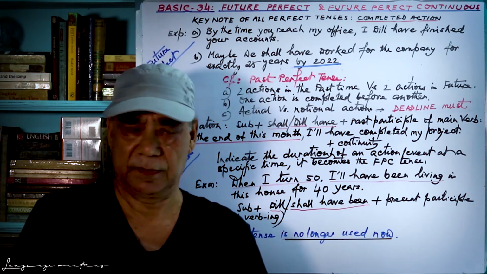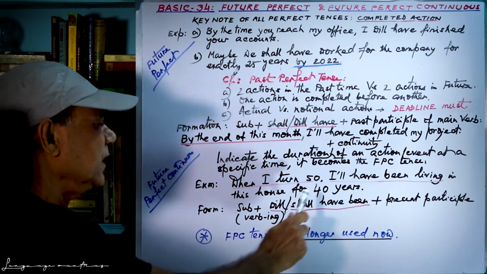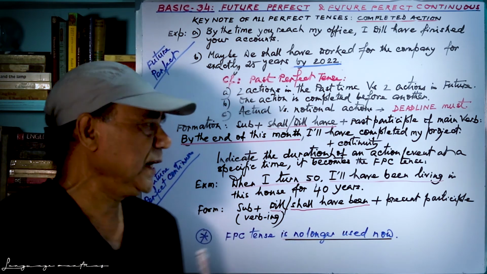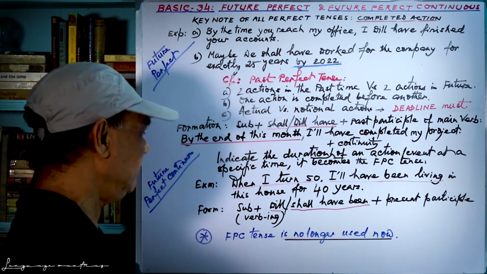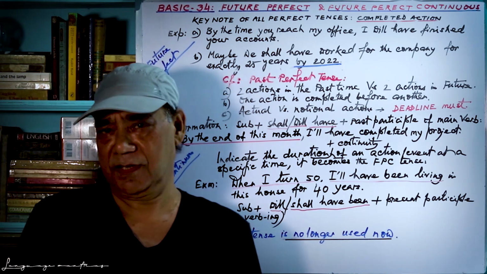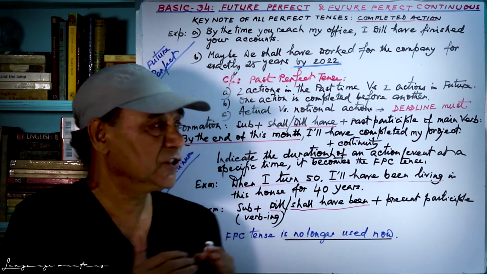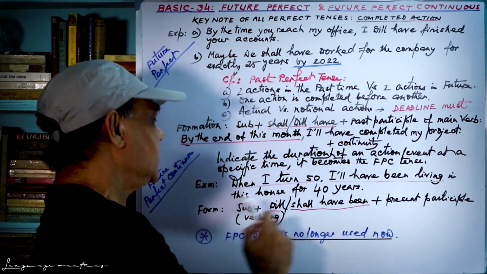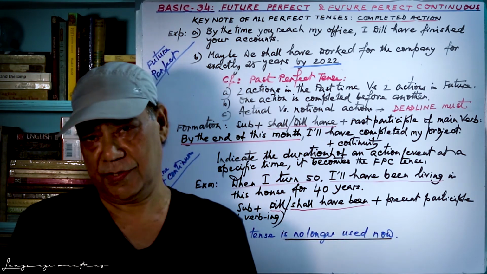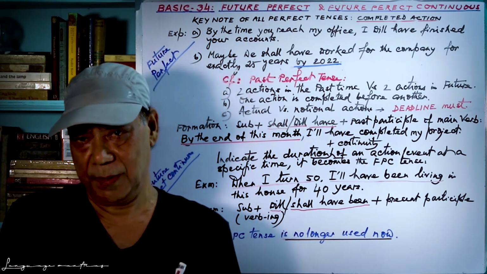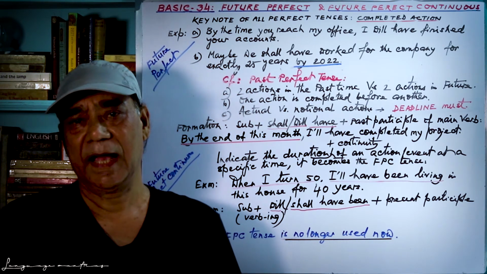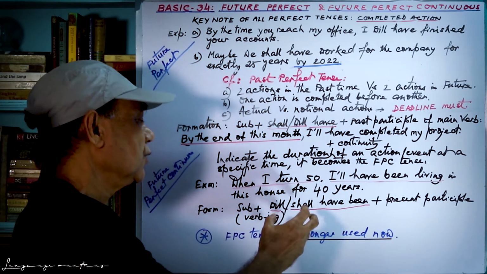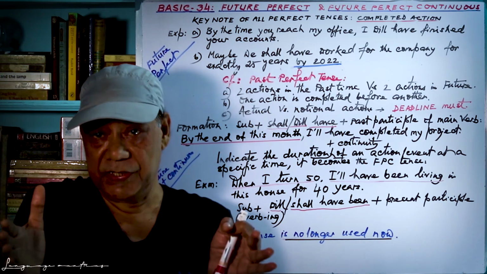Let's say an example. When I turn 50, which means I am not yet 50, I'll have been living in this house for 40 years. Maybe 5 years later, I'll have been living in this house for 40 years. So when I was 10 years old, maybe I came to this house, and when I turn 50, I'll have been living in this house for 40 years. So the tenure is 40 years.